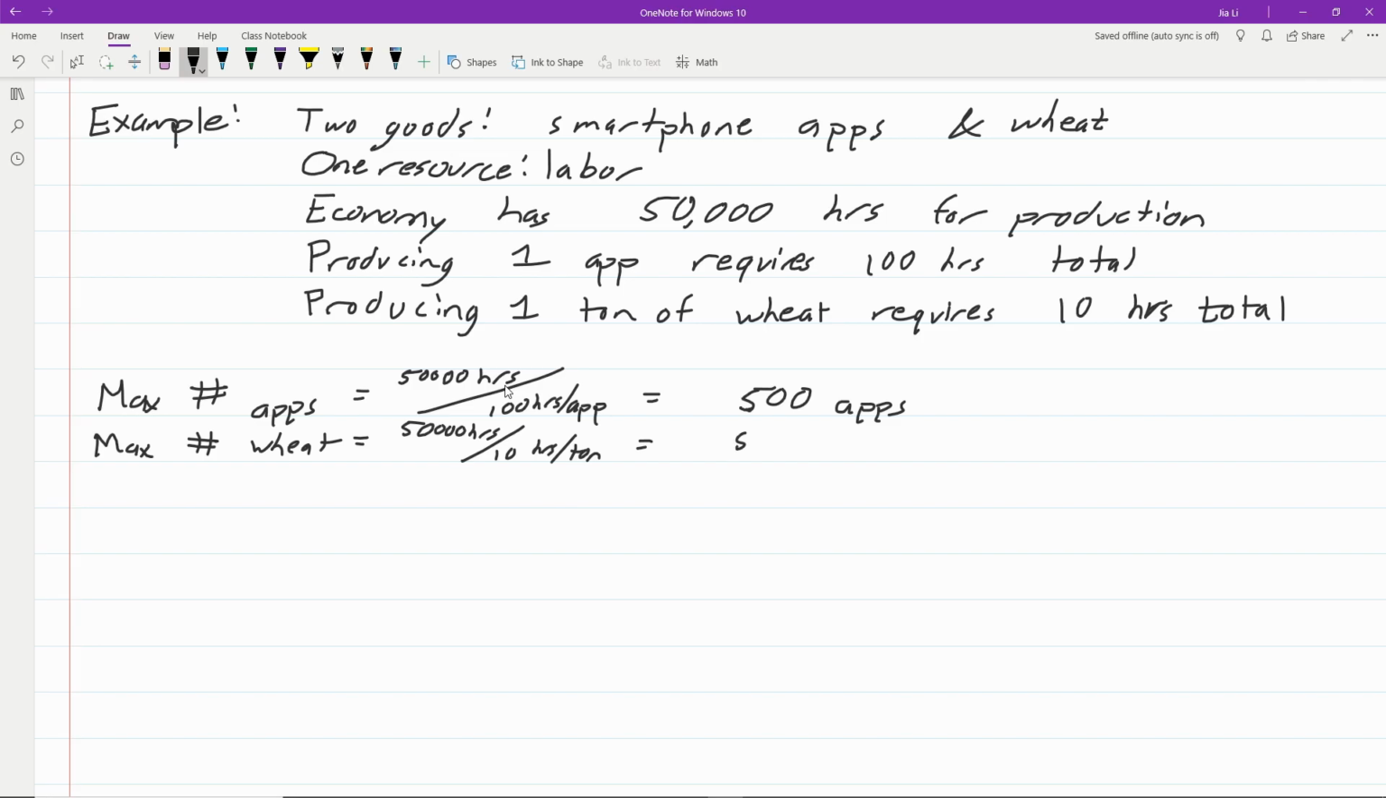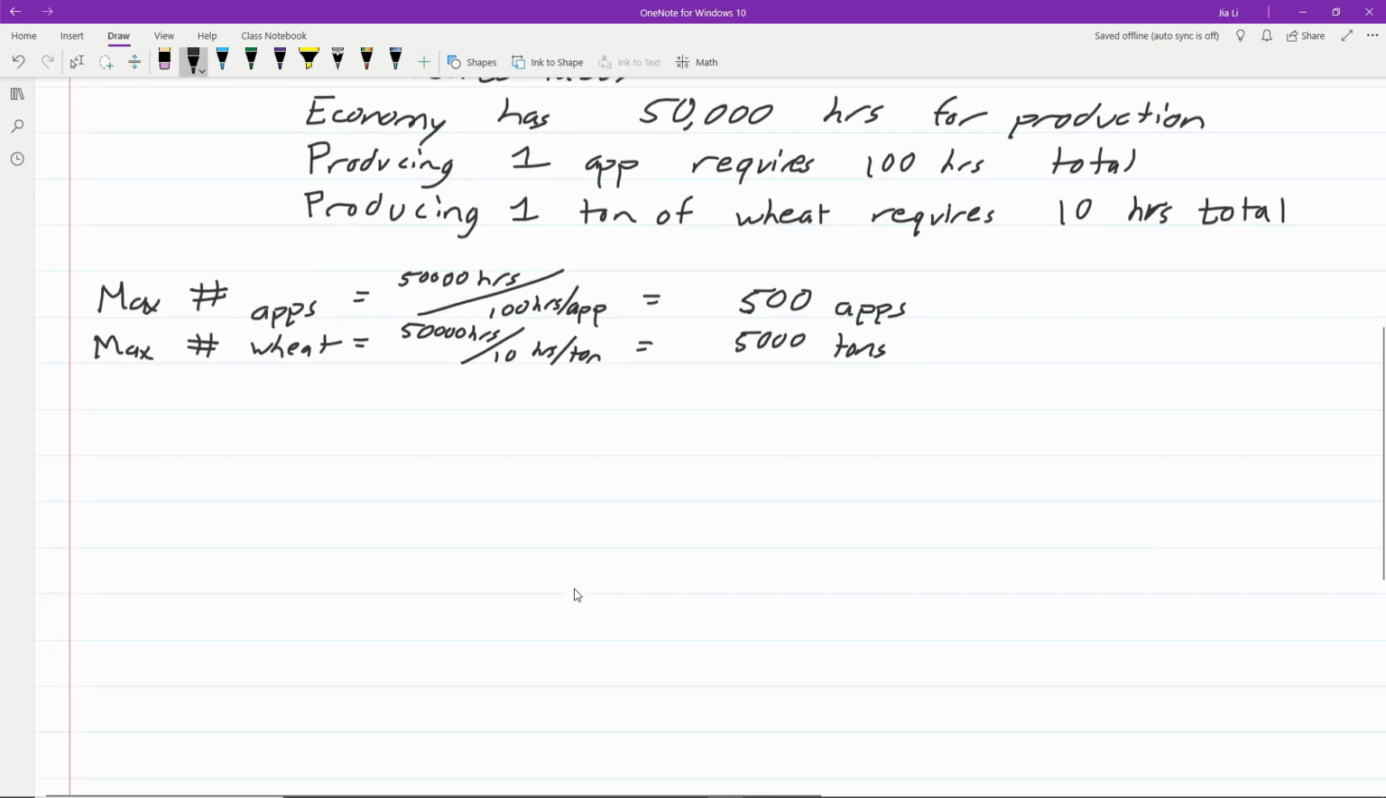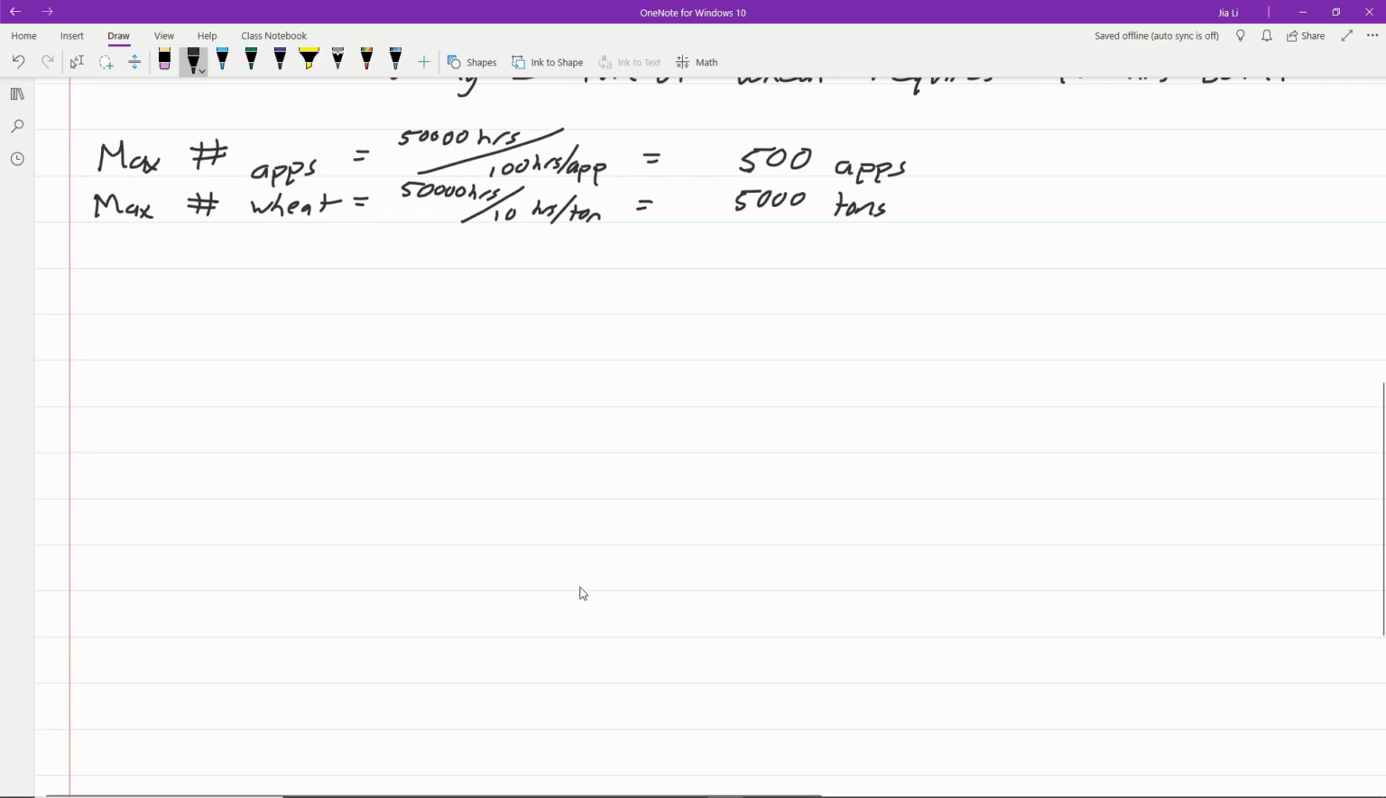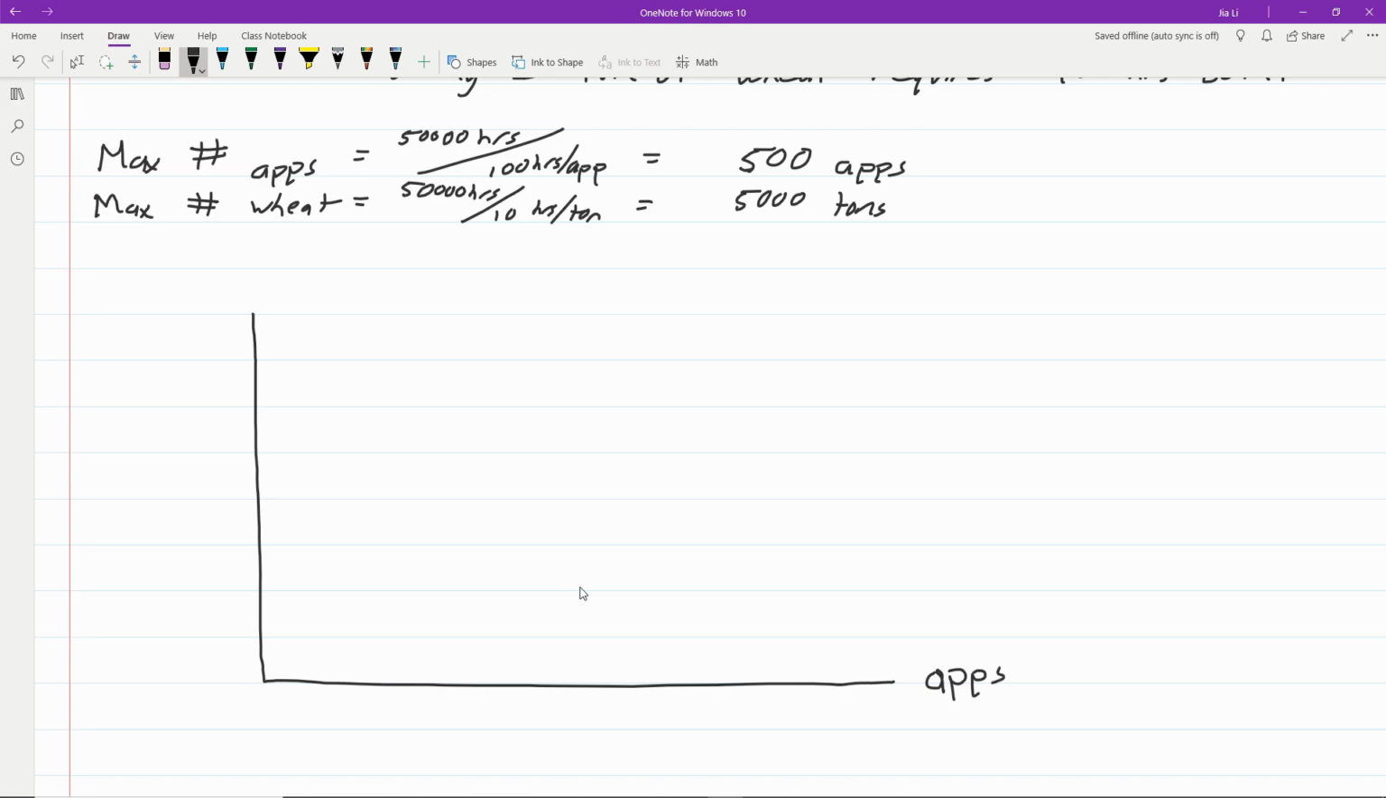So that becomes 5,000 tons available. Right? So from here, let's go ahead and get our graph started. I'll go through this a bit more quickly since it functions very similarly to how it worked in our budget constraint example. So here on the x-axis, I'll go ahead and write down apps. On the y-axis, I will write down wheat. No, apps. There we go.